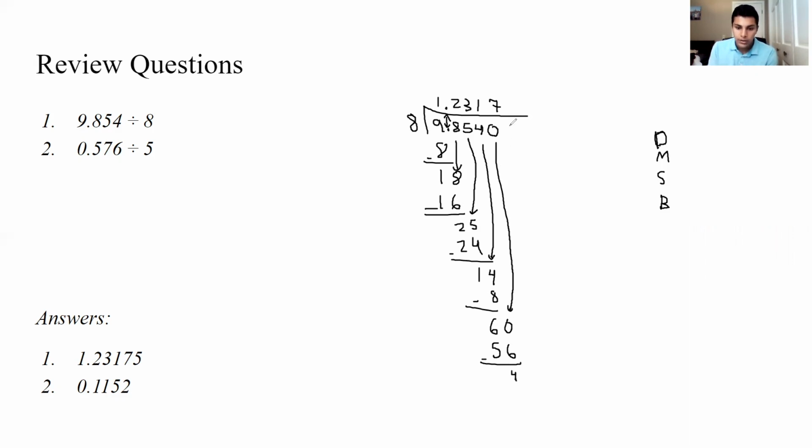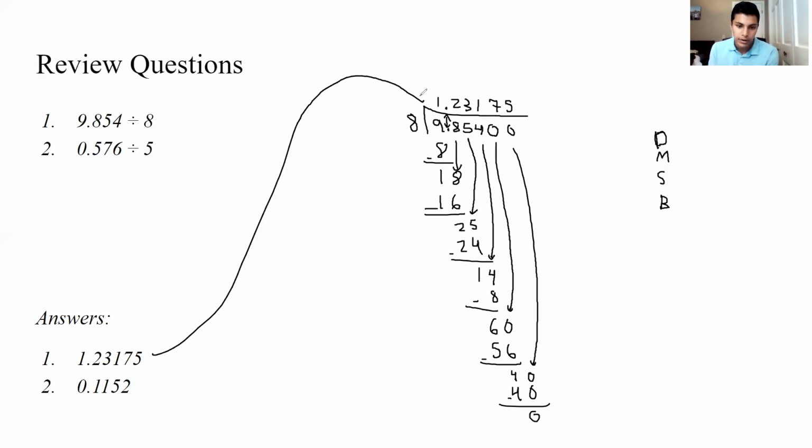And finally, add another 0. Bring it down. We get 40 at the bottom. 8 goes into 40 5 times. 5 times 8 is 40, and we end up with 0 left as our remainder. So this is when we know we're done. So our final answer was 1.23175, which is what's right here.